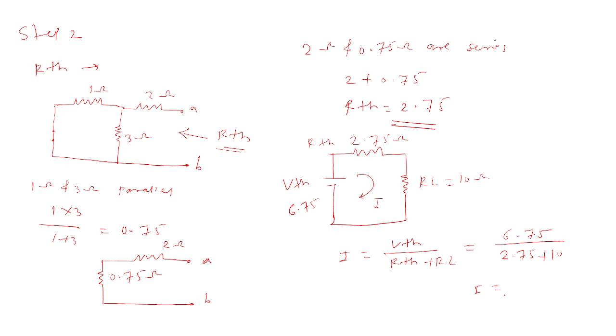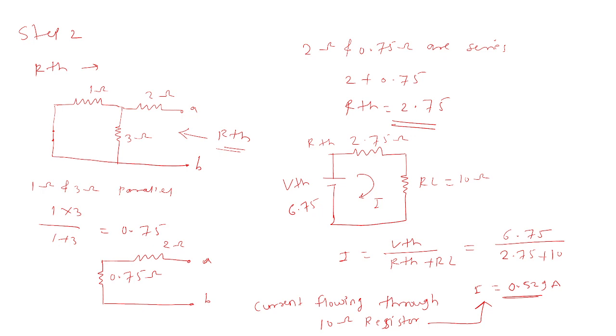Anyone calculate and put the value in chat box. 6.75 divided by 2.75 plus 10. So it will be 0.529 amperes. So at the end we need to write the statement. What is the statement? Current flowing through 10 ohm resistor is this much. I is equal to 0.529 amperes. With the help of Thevenin's theorem, we have solved this example.